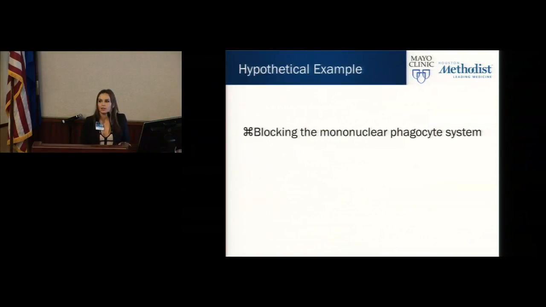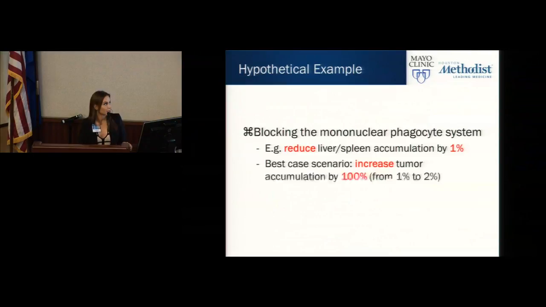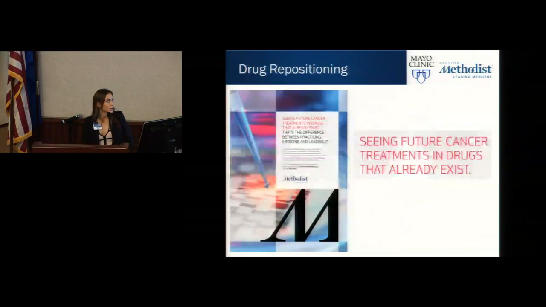So in a hypothetical example, if we could block the liver and spleen by, for instance, 1%, that's not a lot. In the best case scenario, we could increase tumor accumulation by 100%. So a small change in what goes to the mononuclear phagocyte system could have a major impact on therapeutic benefit. So we thought, what if we find a macrophage switch to temporarily block the activity of macrophages in the liver and spleen, thus preventing them from being able to uptake nanoparticles?